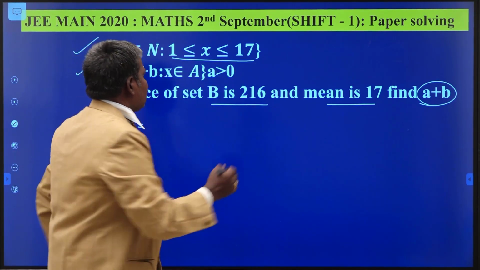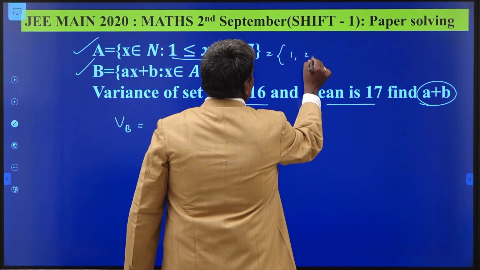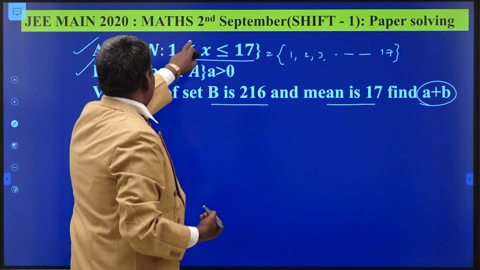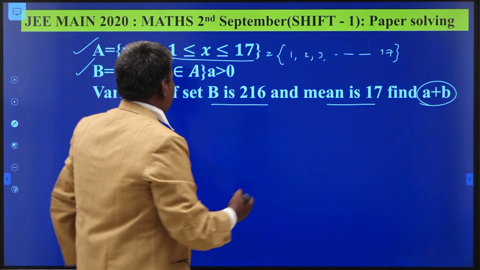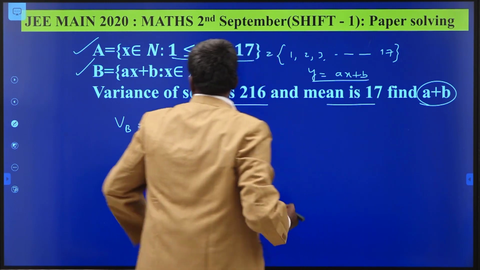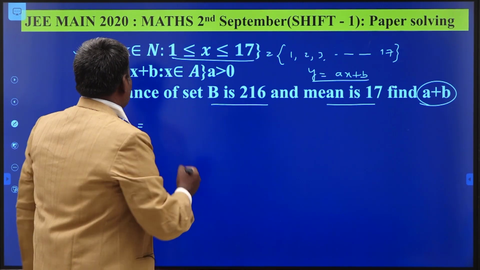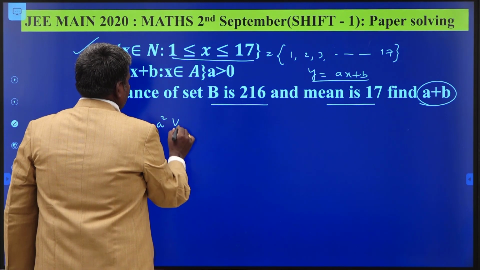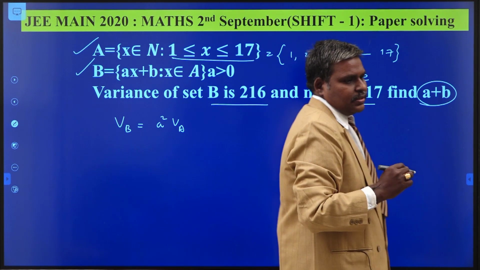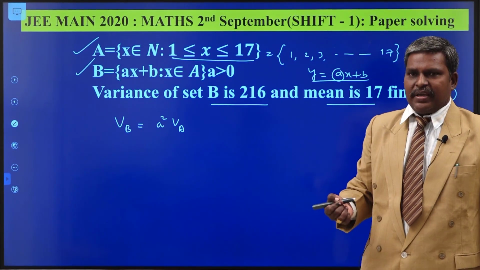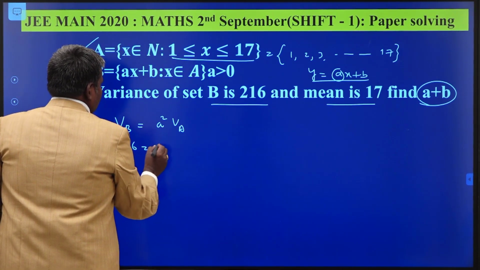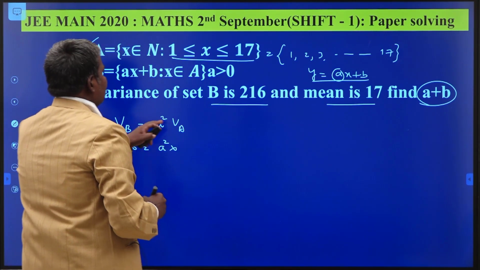So, what is the relation between A and B? This set consists of the numbers 1 to 17, that is 1, 2, 3 and so on up to 17, the first 17 natural numbers. And the relation between them is obtained by y is equal to ax plus b. Variance of B is nothing but a square times variance of A. Am I correct or not? This is the coefficient of x, whole square, times variance of A. Variance of B is given to you, that is 216 is equal to a square times variance of A.